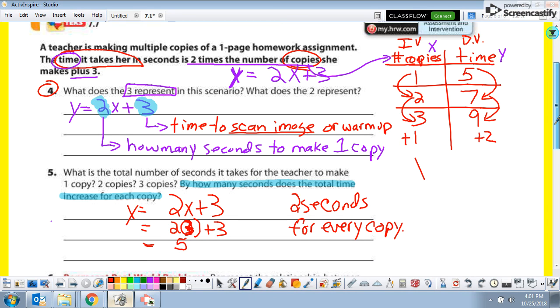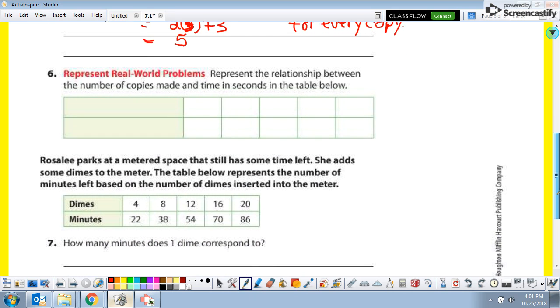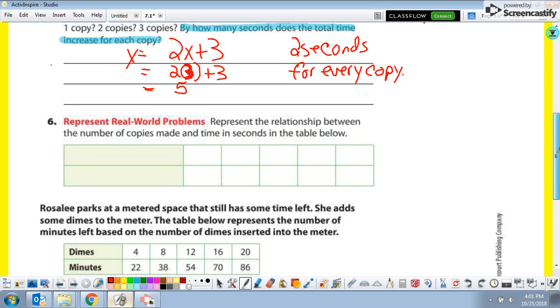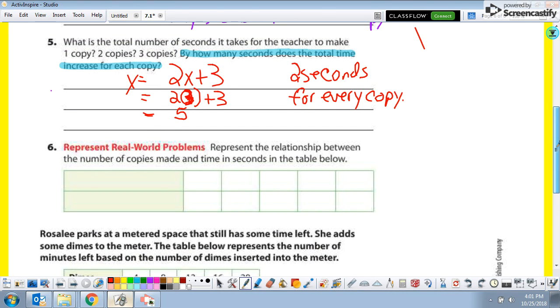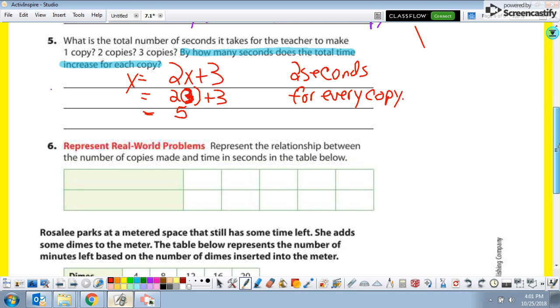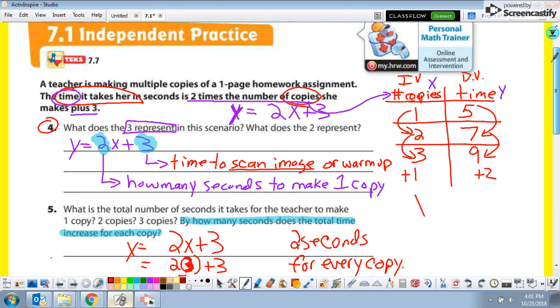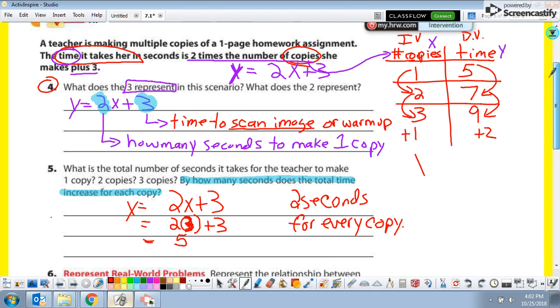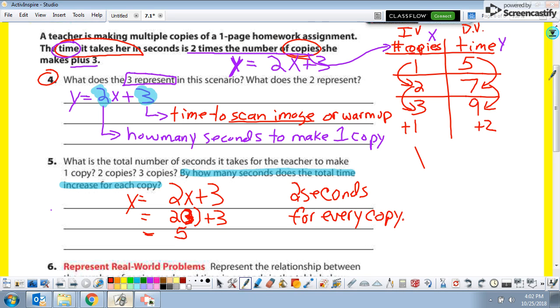You have some other questions on here. For example, number 6 says represent the relationship between the number of copies made and the time in seconds in the table below. Well, we actually already started that right up here. Anyway, I hope 4 and 5 are going to help you begin to do the other ones. Remember, always ask yourself, what am I comparing in the problem? And then try to make a table. Tables totally help you out. So I hope that was helpful.